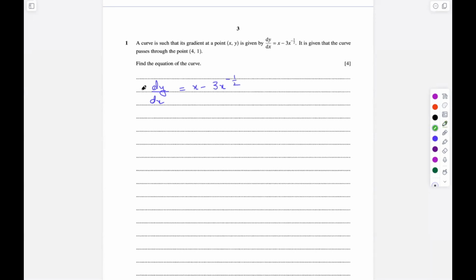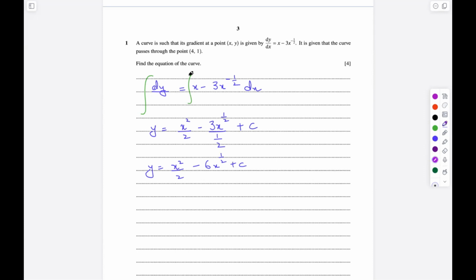So now integrating both the sides, and we'll be taking the dx on the right-hand side. So we can first make it mathematically correct. So this will become dx. So when we integrate dy, that will become y equals integrating x. So that will become x squared upon 2 minus 3x to the power plus 1 upon 2, and we'll divide it by the new power, which is 1 upon 2, and we'll add a constant. We can simplify this to write it as y equals x squared upon 2 minus 6x to the power 1 upon 2 plus c.